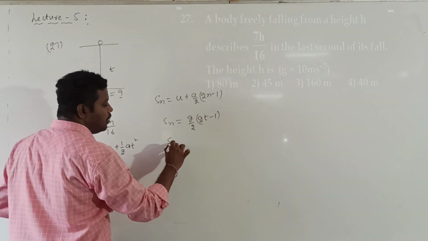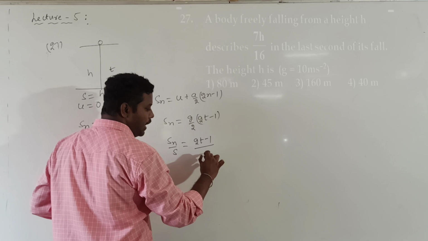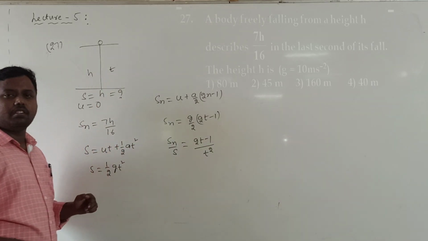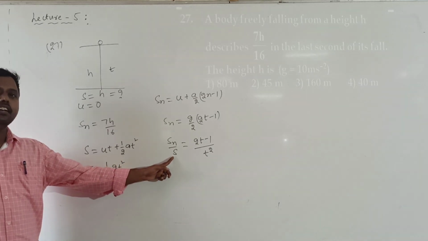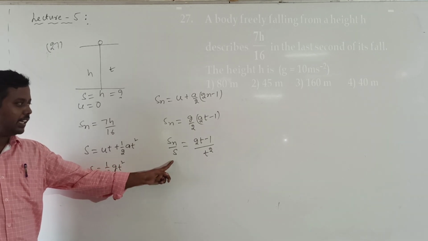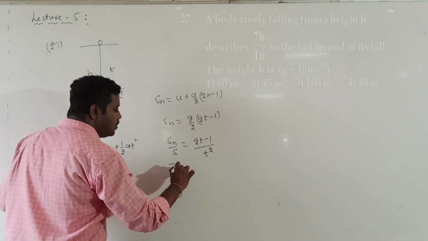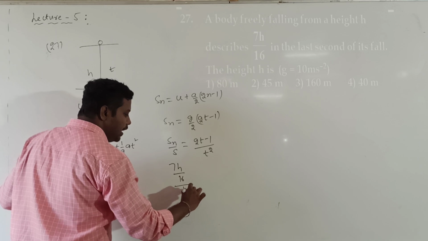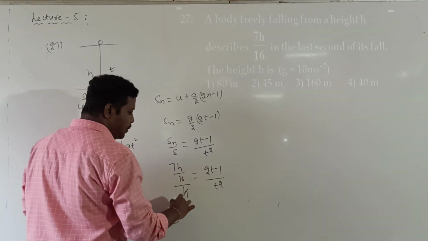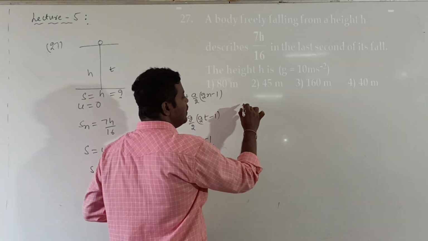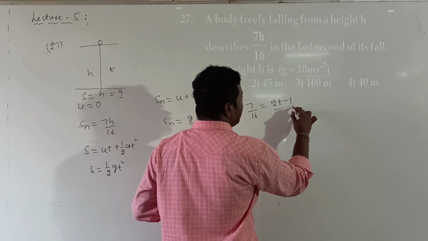Now to calculate the t value, can I divide Sn by s? Sn by s is 2t minus 1 divided by t square. Even in the synopsis we have written this: the ratio of the distance travelled in the nth second of its journey to the distance travelled in the total journey is 2t minus 1 divided by t square. But Sn value is 7h by 16 and s value is h, so 7 by 16, after the h cancels, is equal to 2t minus 1 divided by t square.